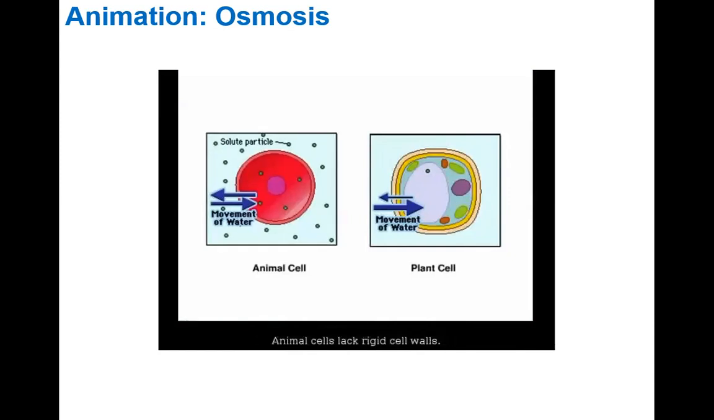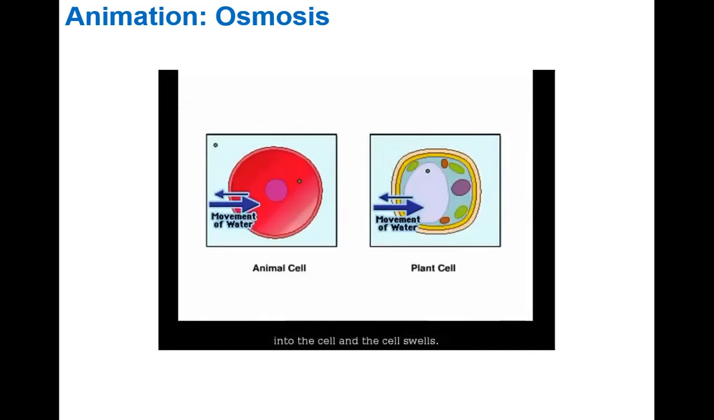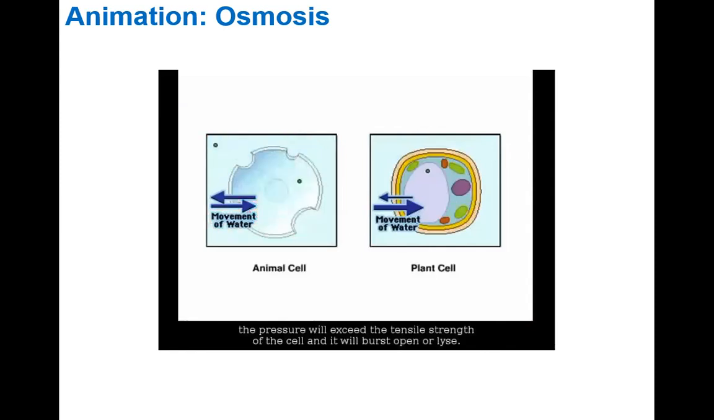Animal cells lack rigid cell walls. When they are exposed to hypotonic environments, water rushes into the cell and the cell swells. Eventually, if water is not removed from the cell, the pressure will exceed the tensile strength of the cell and it will burst open or lyse. Many single-celled protists living in freshwater environments have contractile vacuoles that pump water back out of the cell in order to maintain osmotic equilibrium and avoid lysis.